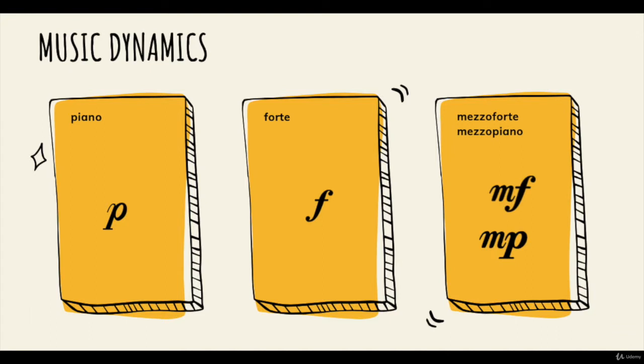The second one is forte. It tells us to play loud, so it's the opposite of piano, and it is shown with an italic F symbol on the sheet music.